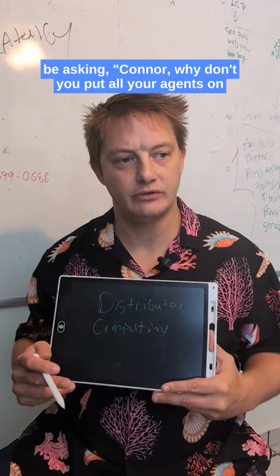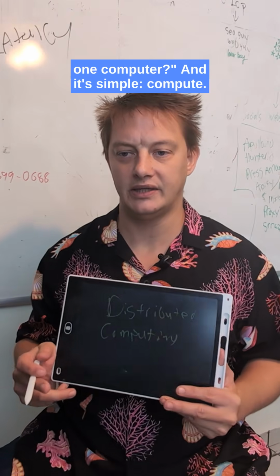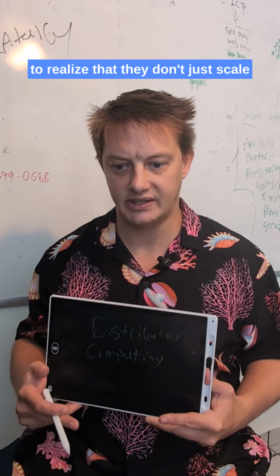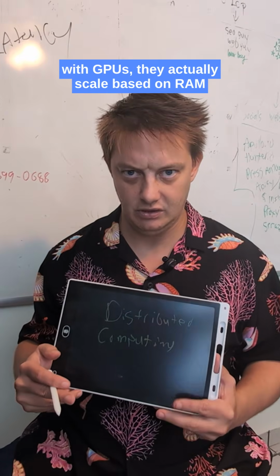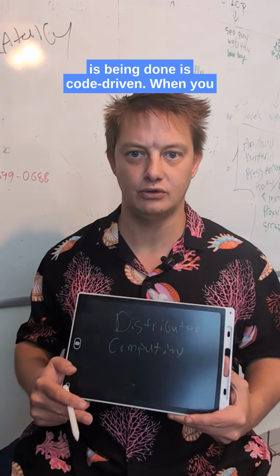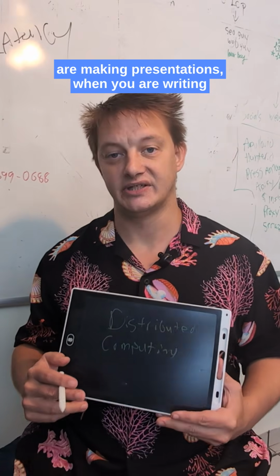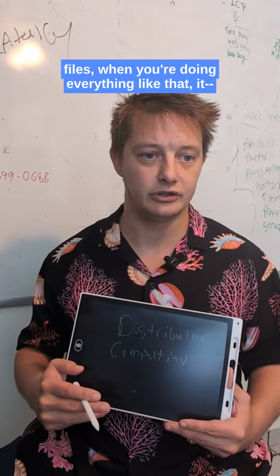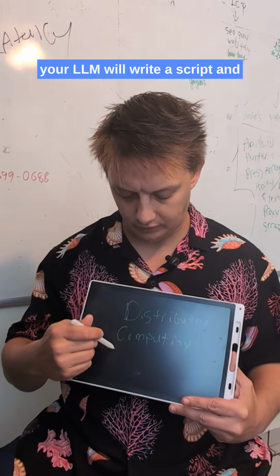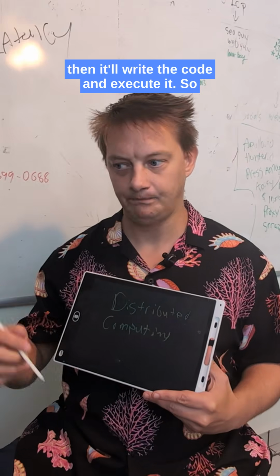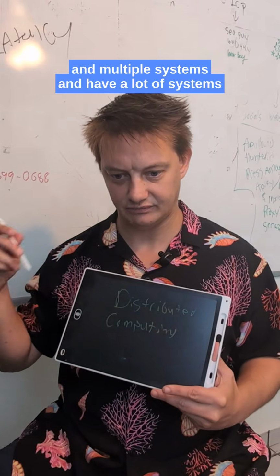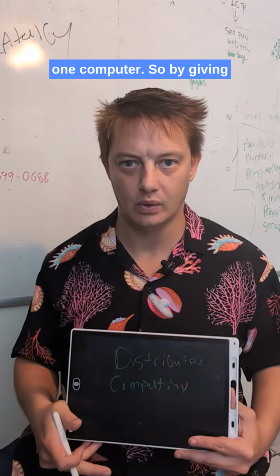You might be asking, Connor, why don't you put all your agents on one computer? And it's simple. Compute. The more you run agents, the more you'll start to realize that they don't just scale with GPUs, they actually scale based on RAM, because 99% of the work that is being done is code-driven. When you are making presentations, when you are writing files, when you're doing everything like that, a lot of it is actually code-driven, where your LLM will write a script and then write the code and execute it. So when you're working on multiple clients and multiple systems and have a lot of systems running, you can't really cram that into one computer.